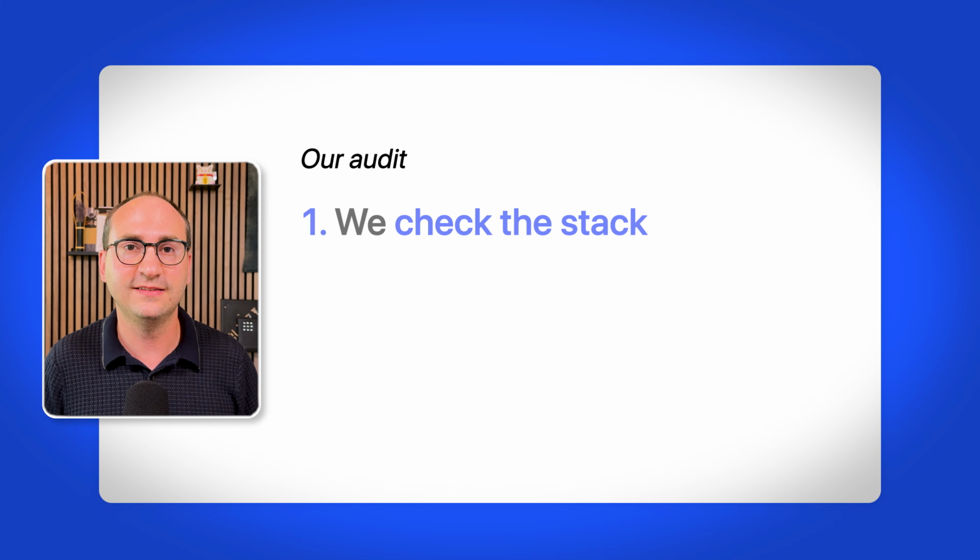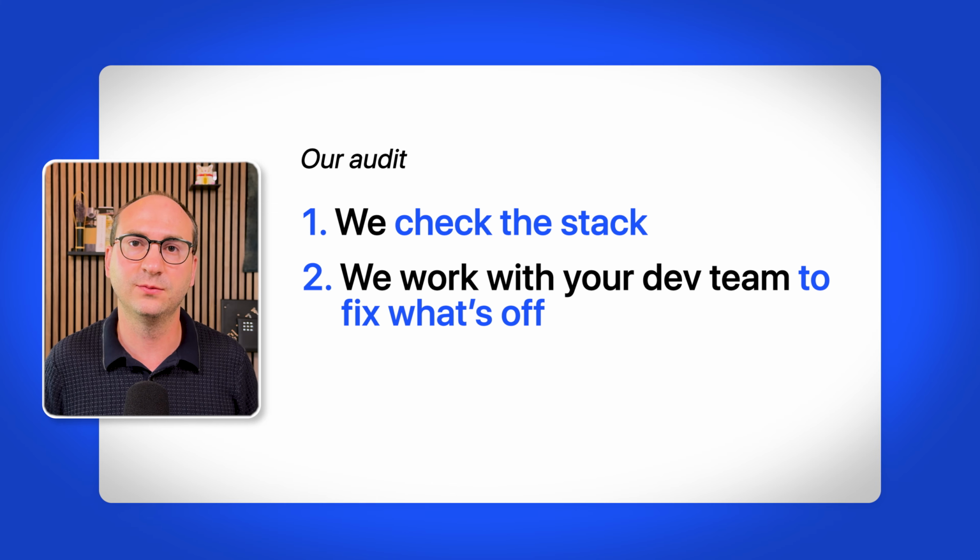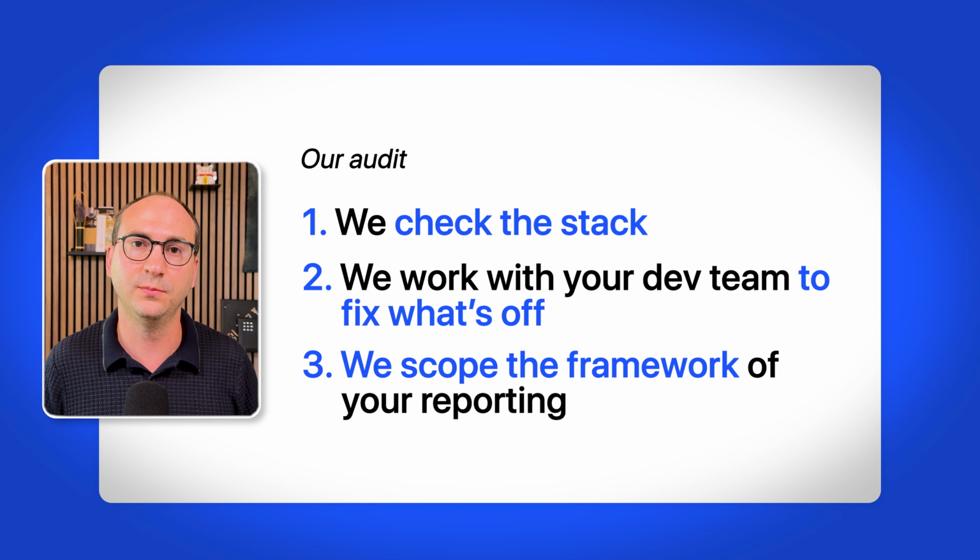The events are firing wrong, the match rates drop, the product feed is malformed, and the consent step leaks. That's the part you can't eyeball from a chart. So if you want to know whether the data under your reporting can be trusted, that's the thing that we audit. We check the stack, we work with your dev team to fix what's off, and scope the framework of your reporting so it holds up to the people that you answer to.